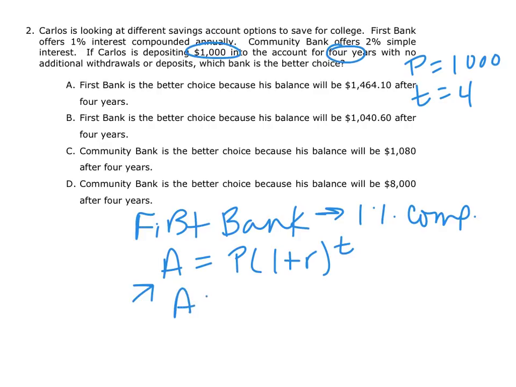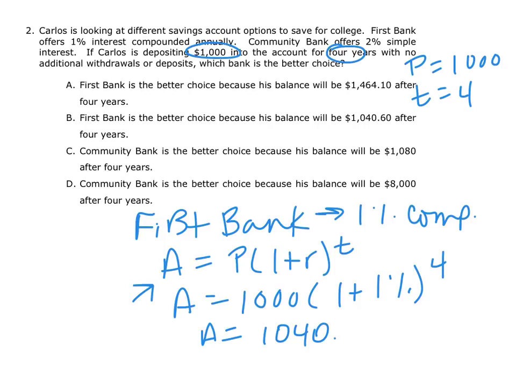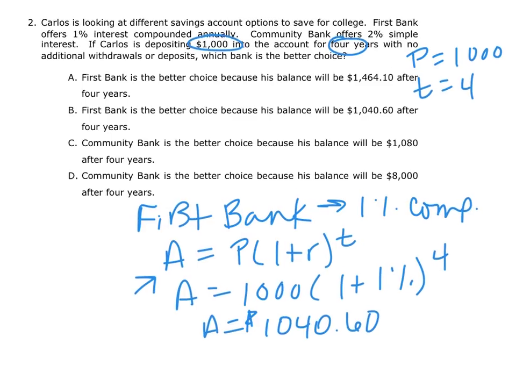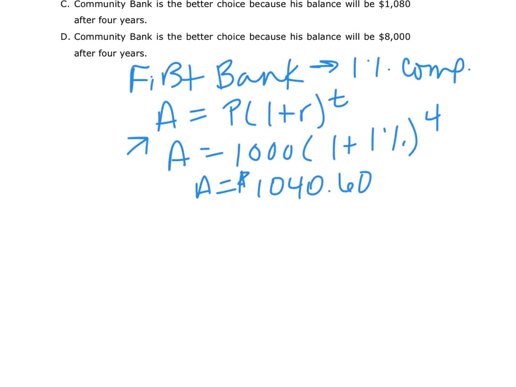All right, so let's see. I have 1,000 times 1 plus 1% for 4 years, which gives me $1,040.60. That's the total amount I have in my account. All right, let's go and figure out this other one, Community Bank, 2% simple interest.